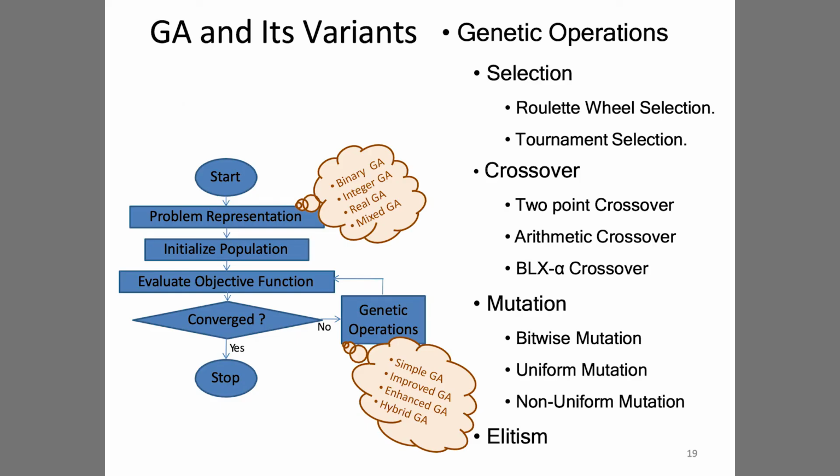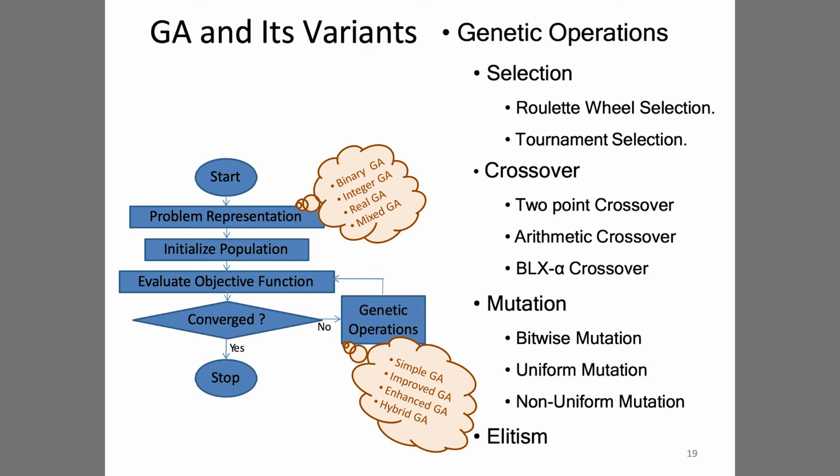Let me discuss the genetic algorithm and its different variants. So where do you have to start? In order to understand the genetic algorithm, you have to start with the problem representation strategy, how to initialize the population, and how to evaluate the objective function. With respect to problem representation, we have a variety of genetic algorithms like binary GA if you use binary numbers, integer GA if you use integer numbers, real coded GA if you use real numbers, that is floating point numbers. Accordingly, you have a variety of GAs.